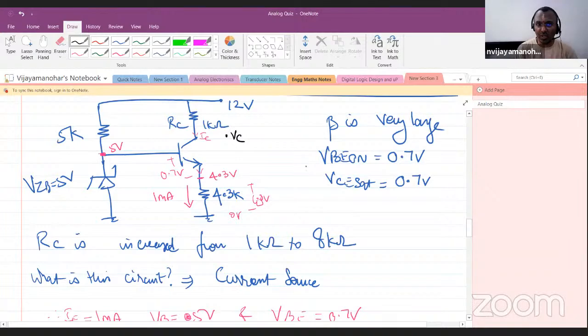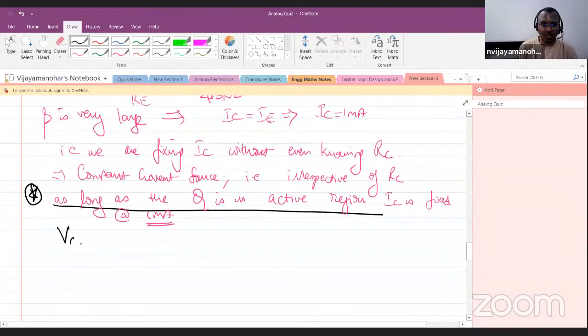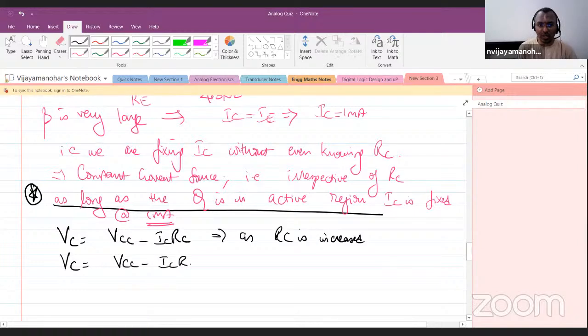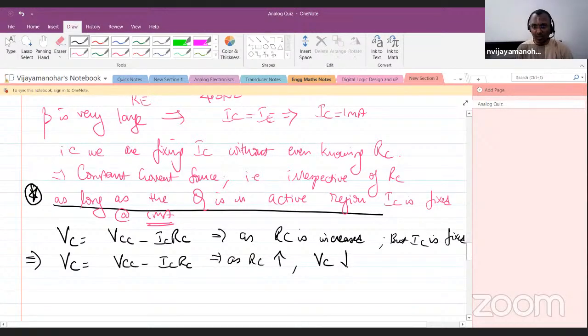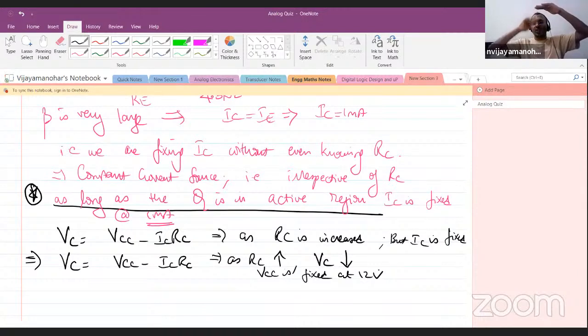So this voltage is VC. VC equals VCC minus ICRC. As RC is increased, IC is fixed, so what will happen? As RC increases, VC will go down because VCC is fixed. See, VCC is fixed at 12 volt. Now I keep on increasing RC, so the drop across RC will keep on increasing. VC is VCC minus ICRC, so the VC voltage will start coming down.